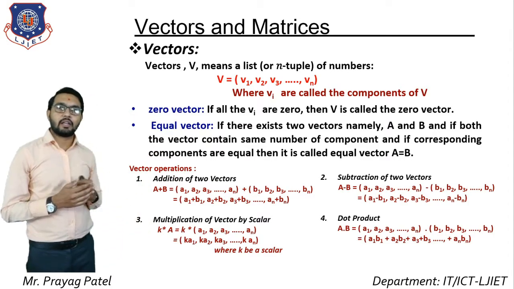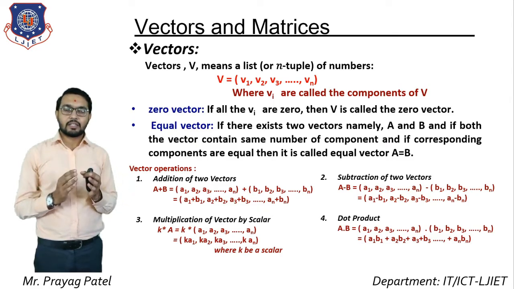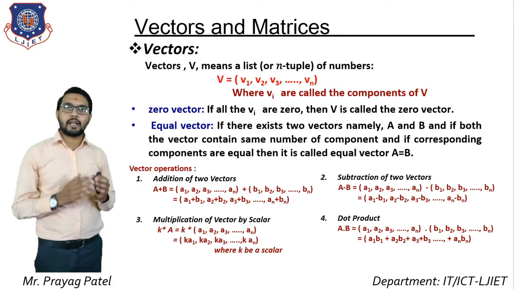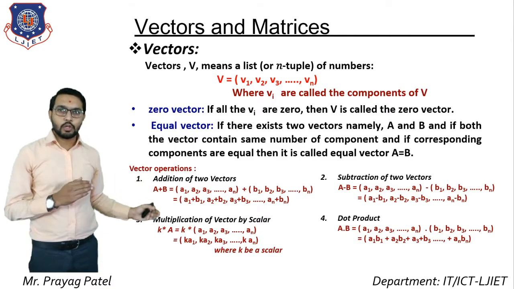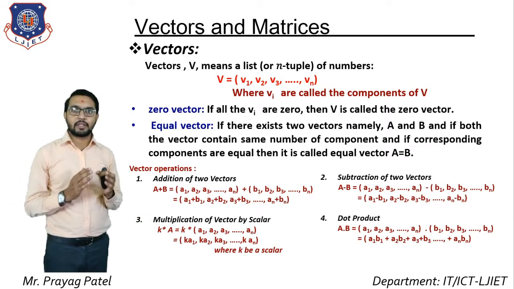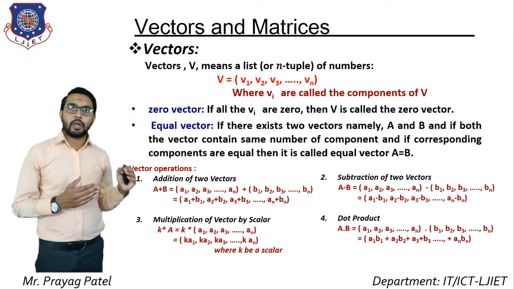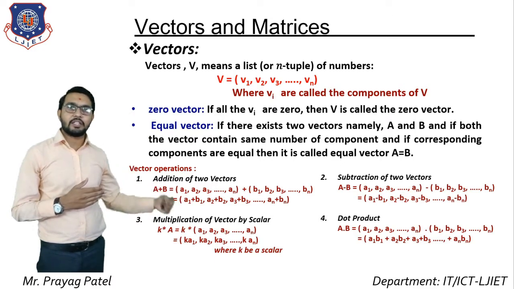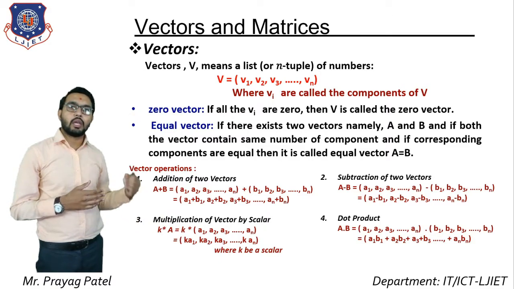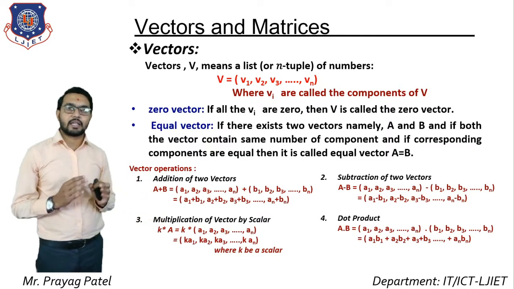The third operation on a vector is multiplication of a vector by a scalar. Here the vector is an array and the scalar is a constant value k. So k times A is the multiplication of a vector by a scalar. For k times A1, A2, A3 up to An, k is multiplied with each and every element of the vector. So we get kA1, kA2, kA3 up to kAn, where k is a scalar.